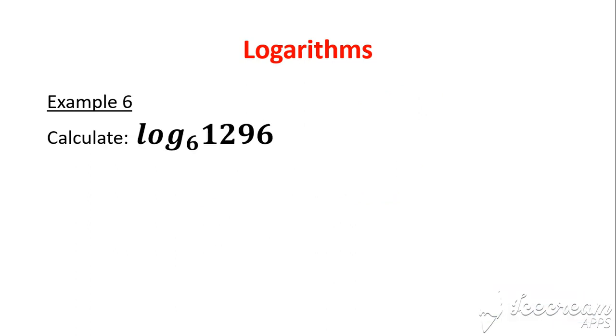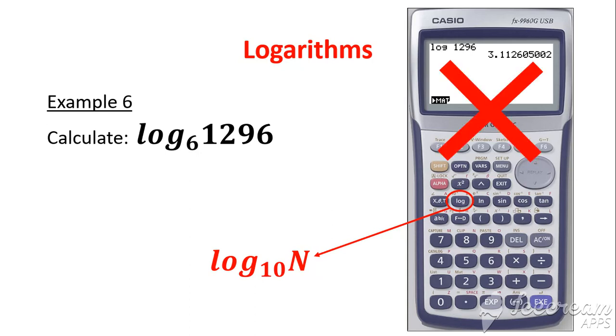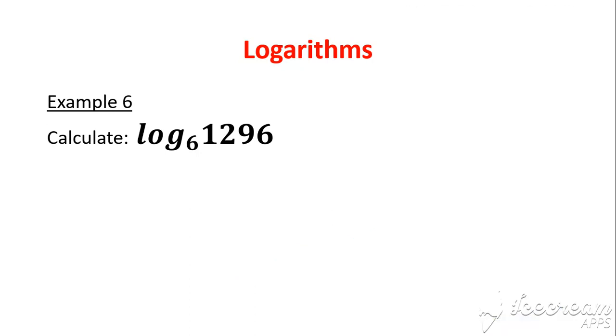Right, here's another example. A little tricky one. Calculate log in base 6 of 1296. Now, first of all, you've probably spotted on your calculator there's a log button, the logarithmic button. But I want you to be careful. This is set up in base 10 and cannot be changed. And we're working in base 6. So we cannot just type in log 1296 because it's the wrong answer.